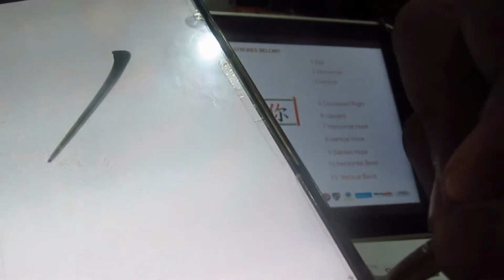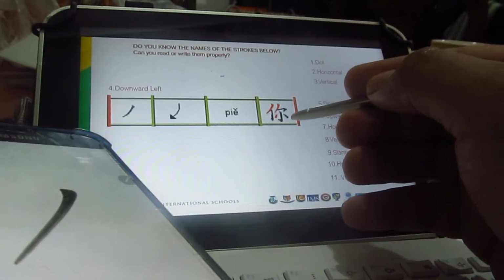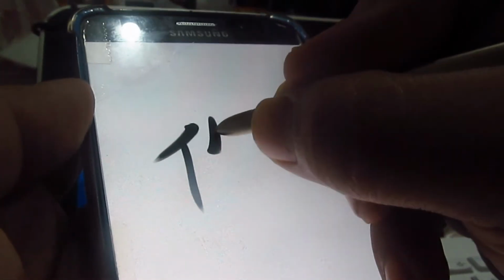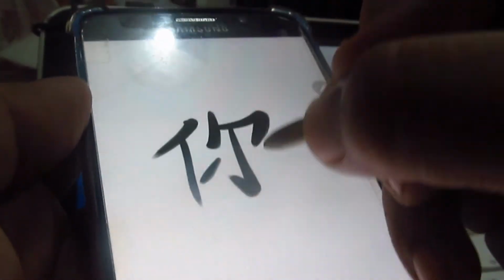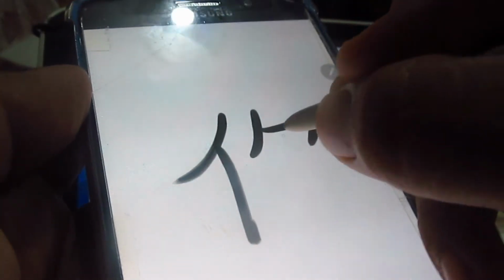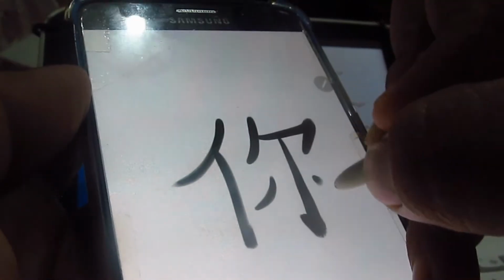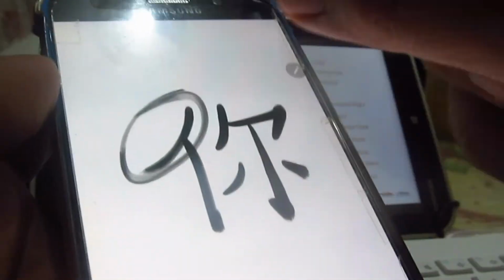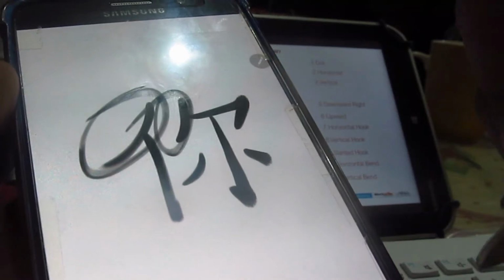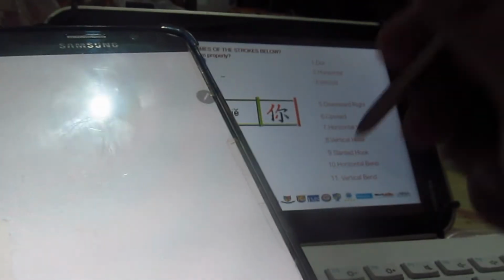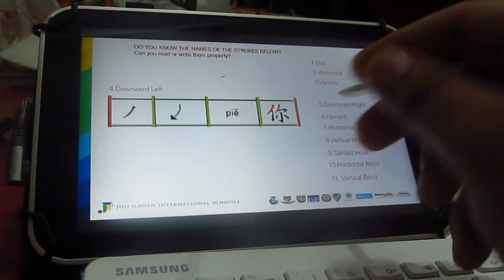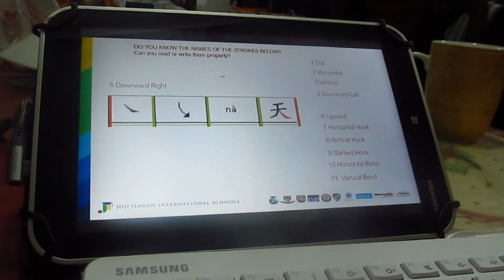Something like that. So for this example, you will write the word ni, the second person pronoun. Apologies for the dog. Again. Ni. So this stroke and this stroke is pie. Okay? So that's the downward left stroke. Let's move on to the next stroke.